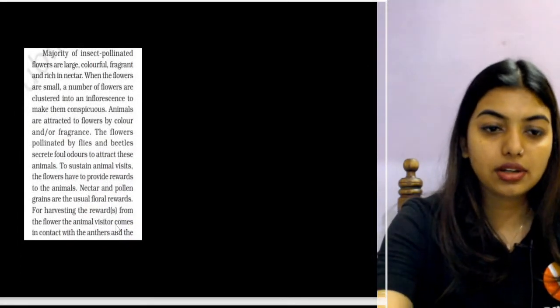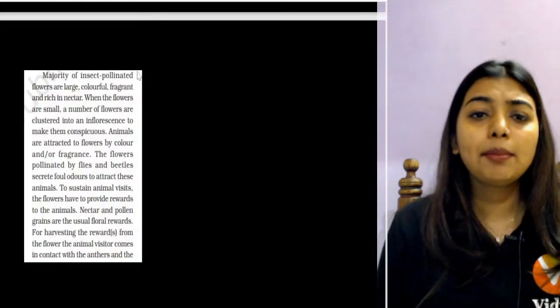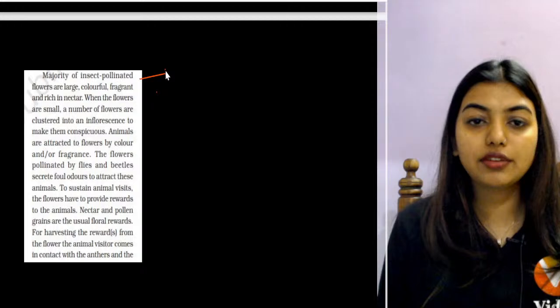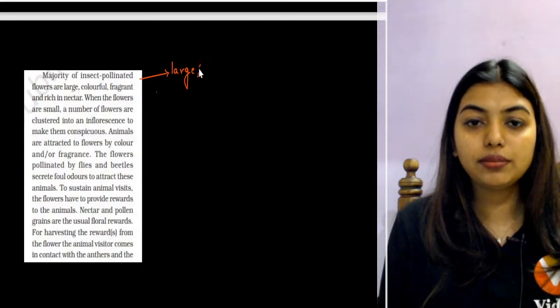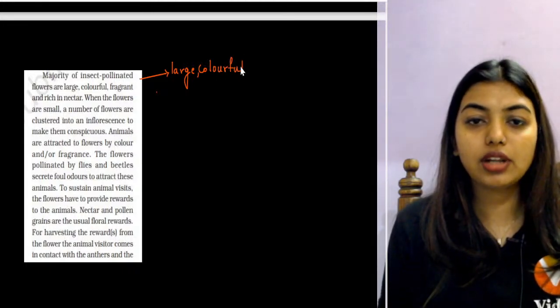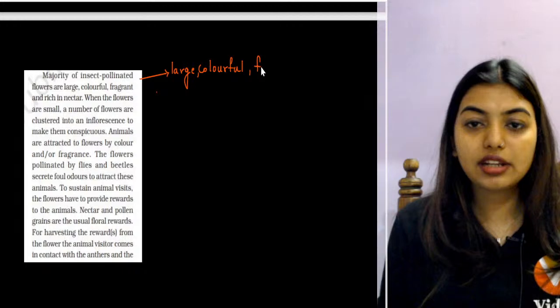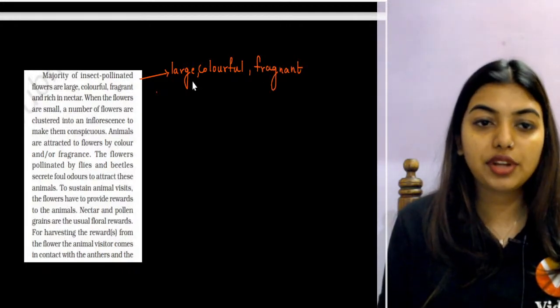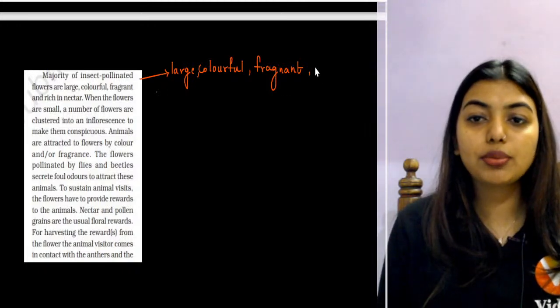That is, here, look here, the majority of insect pollinated flowers should be large and colorful, then only insects will get attracted. Large, colorful, fragrance should be there. I told you the jasmine example, no? Fragrance should be there. They should also be rich in nectar.